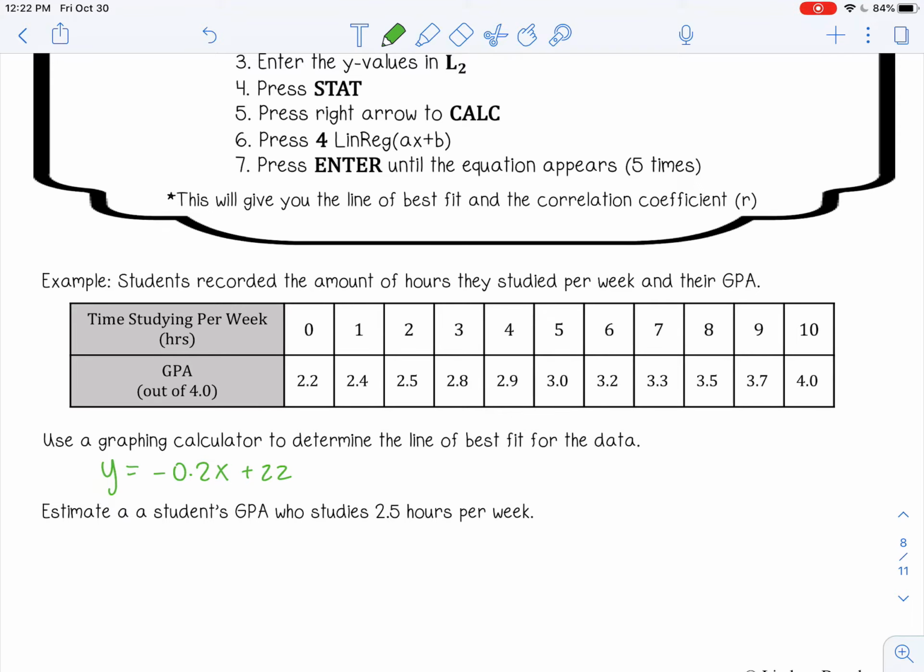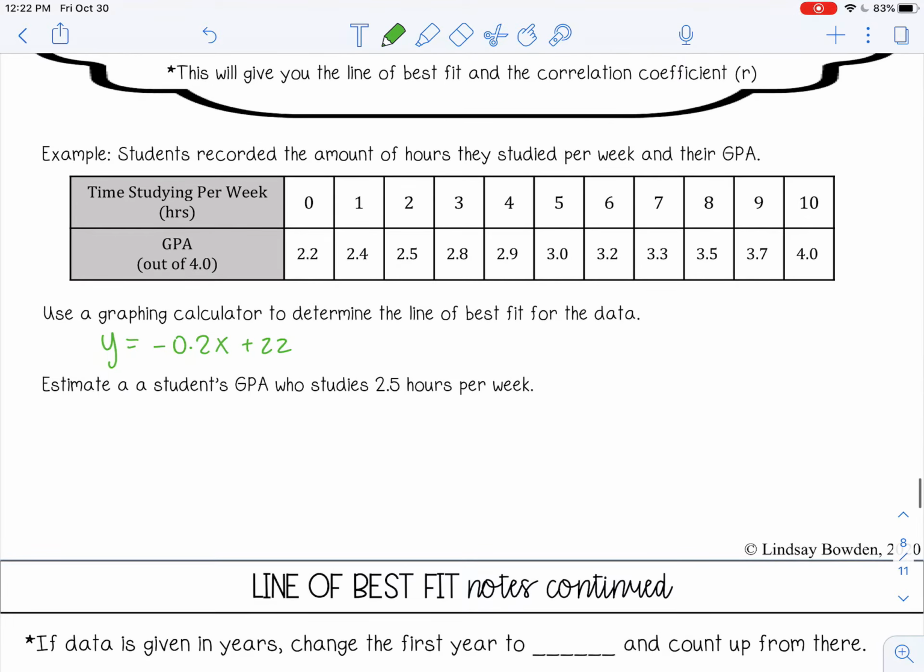Estimate a student's GPA who studies 2.5 hours per week. So I'm going to substitute in 2.5. And I get about, let's see, I'm going to erase this, 2.7 as the GPA.